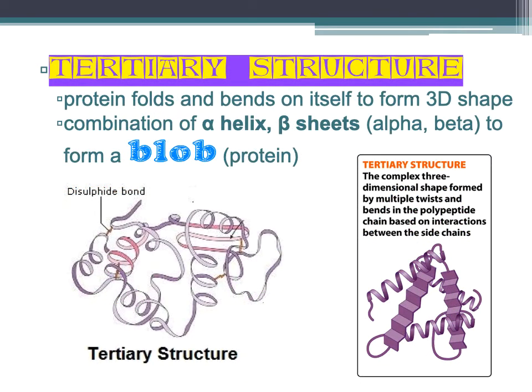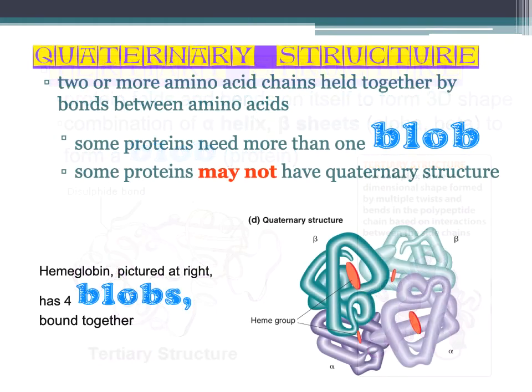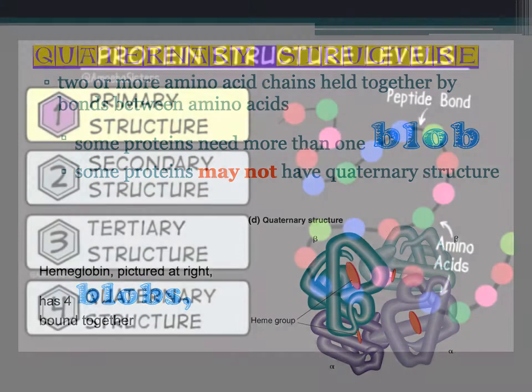The tertiary structure is how those helices and sheets form together with even other motifs, and we're going to call that a blob of a protein. And you could be done with tertiary structure, but some, you need more than one blob for it to work. So that is quaternary. Quat coming from quad, meaning 4th. It's the 4th level. This is hemoglobin, pictured at the bottom right, and it is 4 blobs put together. So hemoglobin does have quaternary structure, but not all proteins do.